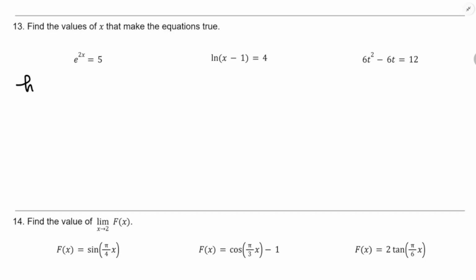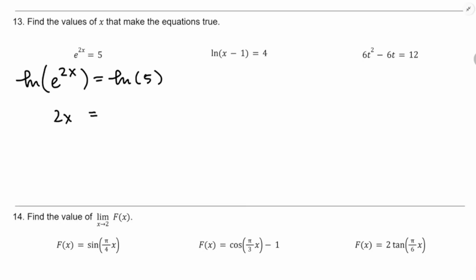So I'm going to take the natural log of both sides. The natural log of e to the 2x, well, what exponent do I put on e to get e to the 2x? That's 2x, or you could look at it as inverse functions that undo each other, but I like to think about it more fundamentally. 2x equals the natural log of 5, and then I divide both sides by 2, so x equals 1/2 of the natural log of 5.